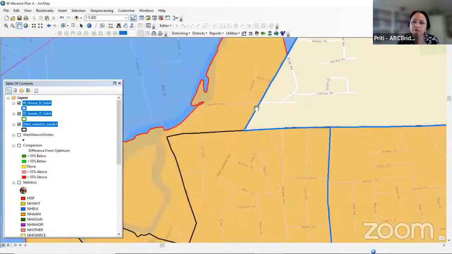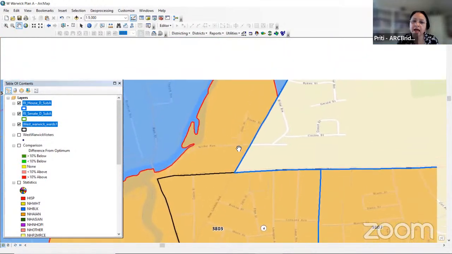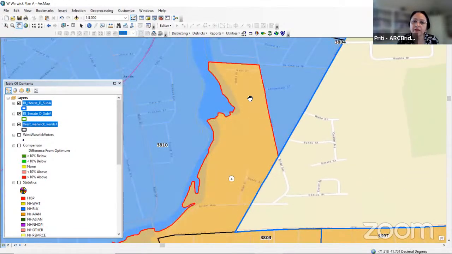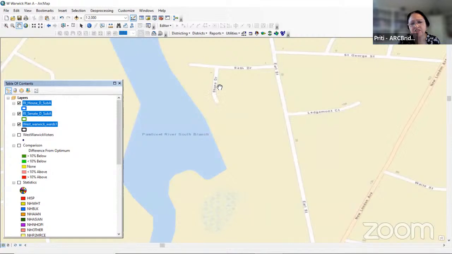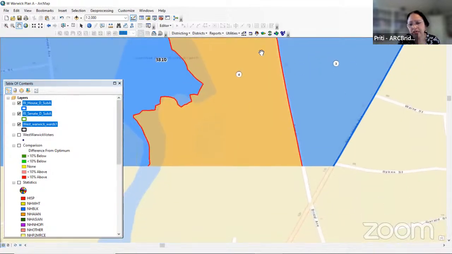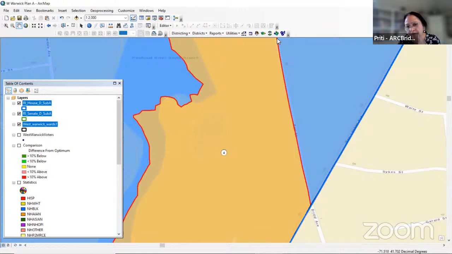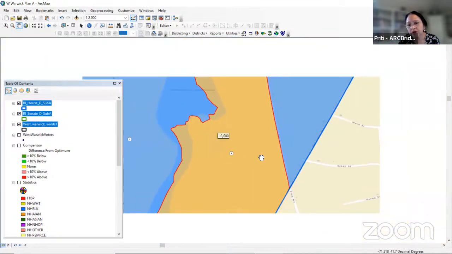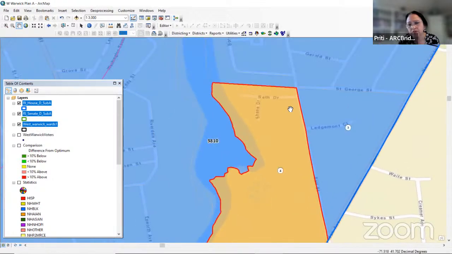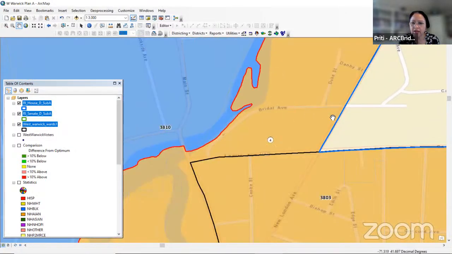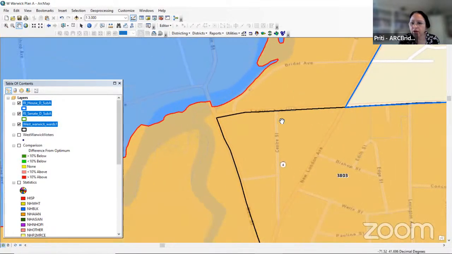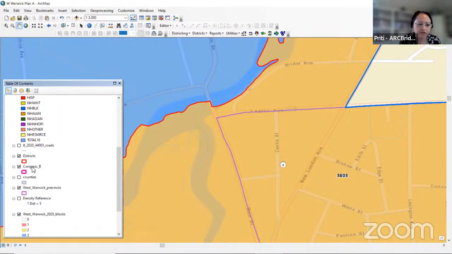And we are talking about Duke Street, Bridal Avenue, and then we are talking about Seth Drive, Shane Drive. And we are talking about Bridal Avenue, so moving the border along with Bridal Avenue. St. George Street, and then coming along the waterway. And you have Duke Street. One second, let me turn off a few layers here.